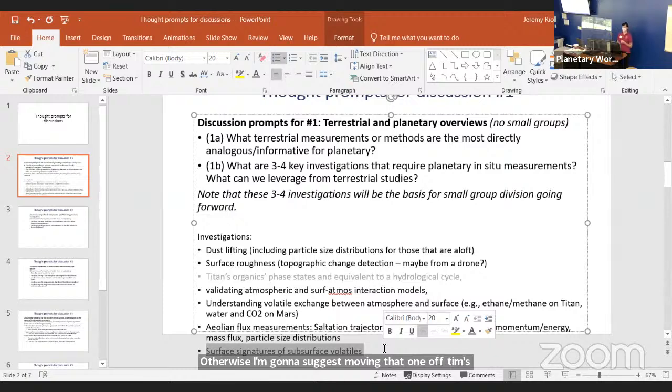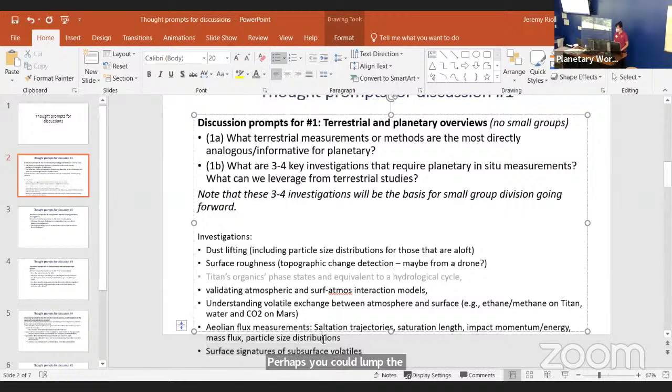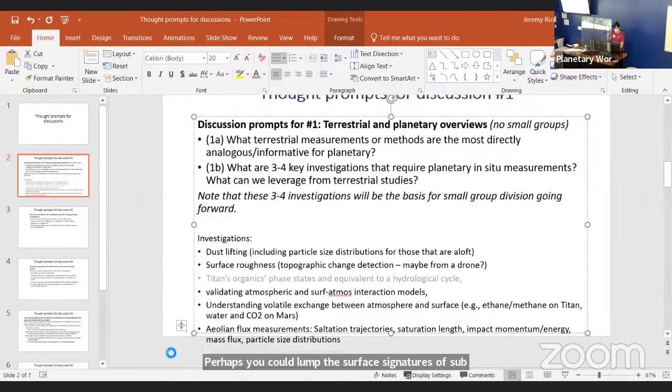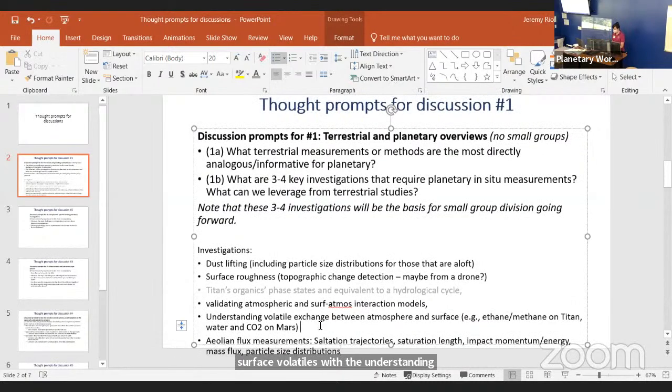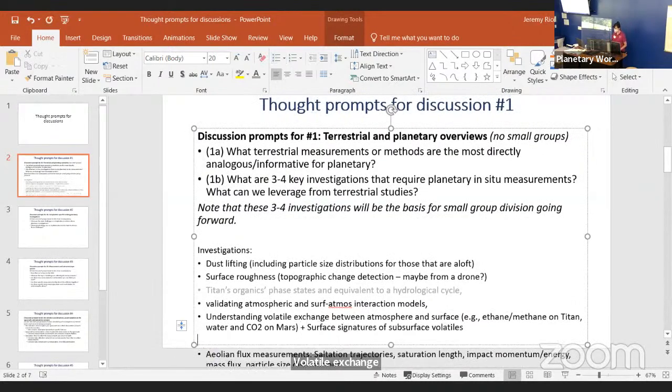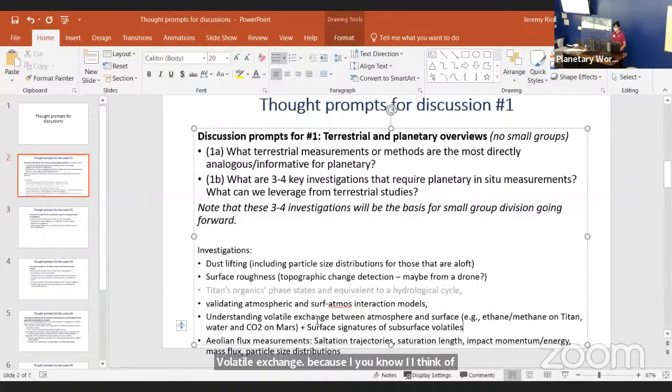Tim's got a comment. Perhaps you could lump the surface signatures of subsurface volatiles with the understanding volatile exchange. Because I think of that layer between ground and air, that's the boundary, and a lot of stuff happens on both sides. That makes sense.